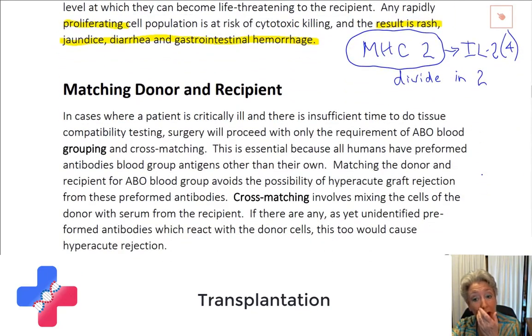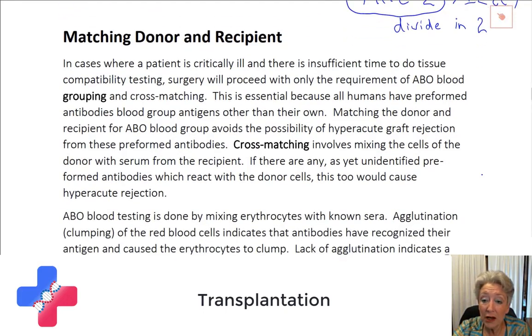Now, when I tissue match my donor and recipient, realize in cases where a patient is critically ill and I simply do not have time to do these processes, then the only requirements for transplantation today will be ABO blood grouping and cross-matching. Okay, both of those are designed to detect pre-existing antibodies.